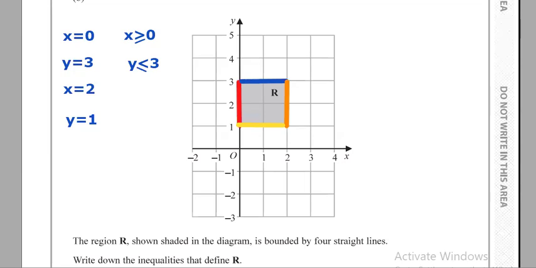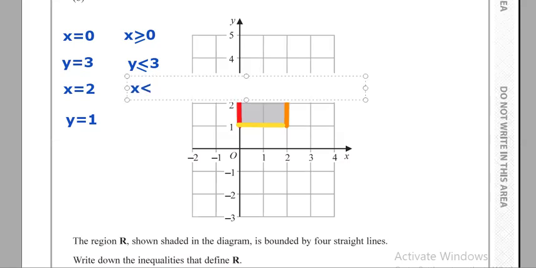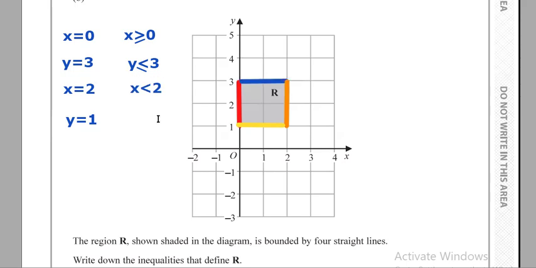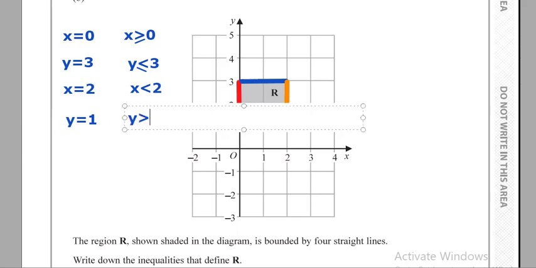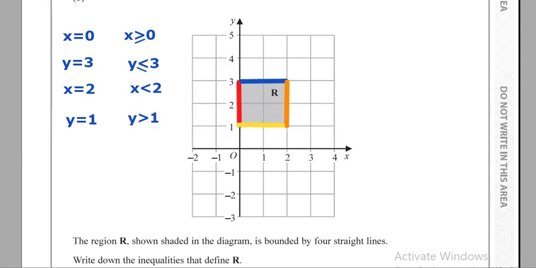And then the next one here, x equals 2. This one is before it or on the left. It means it's smaller. So we say x is smaller than 2. And same idea with y equals 1. It's on top of it. It means it's bigger. So the y is bigger than 1. And there's an equal sign underneath each one of them. And this is how you answer a question like this.